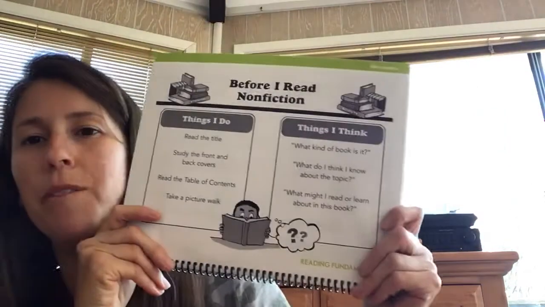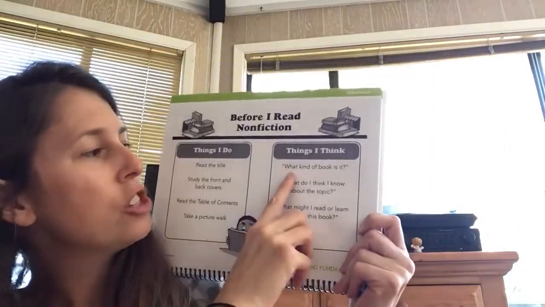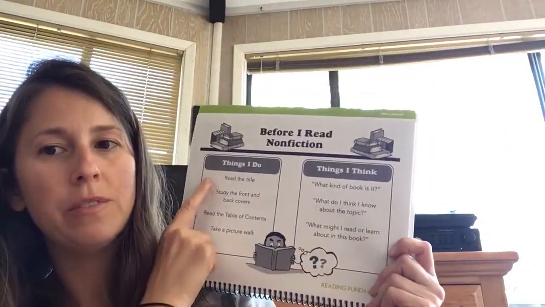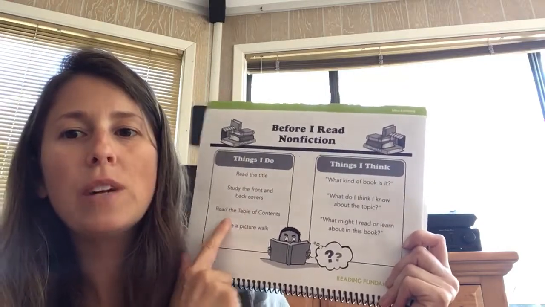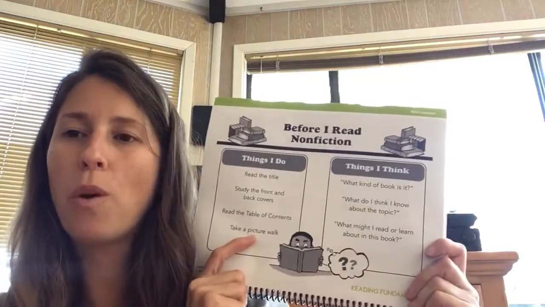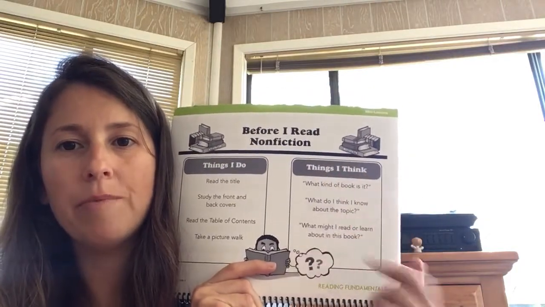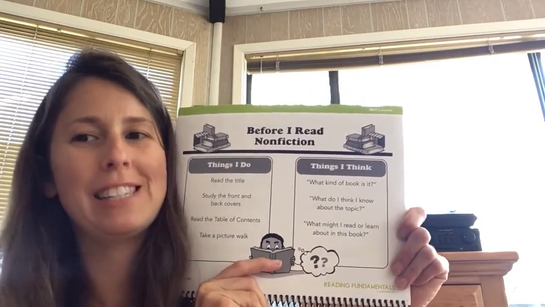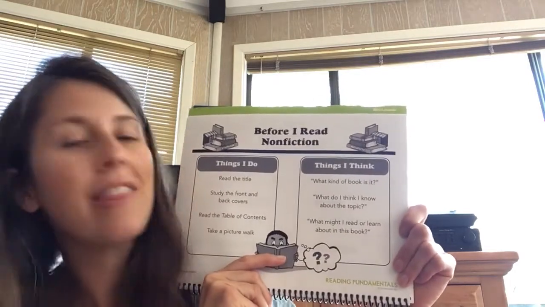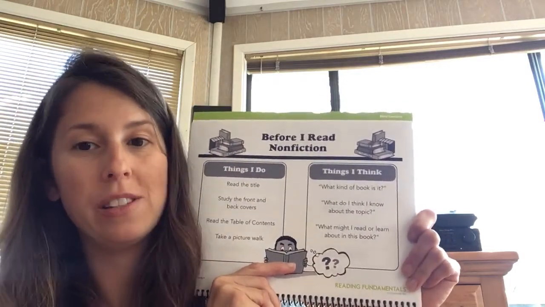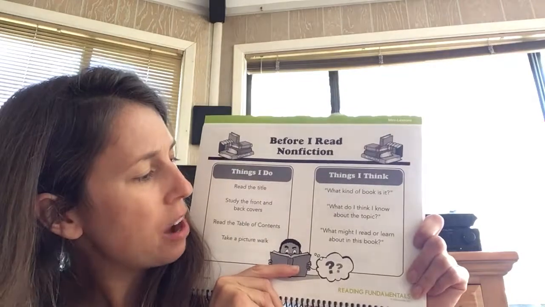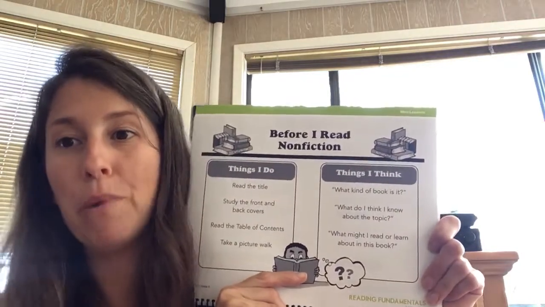These are some things that we want to think about. Okay, so before we read, we're going to read the title, study the front and back cover, read the table of contents, and take a picture walk. And we're going to ask ourselves these things, okay? What kind of book is this? What do I think I already know about this topic? And what might I read or learn about this book?